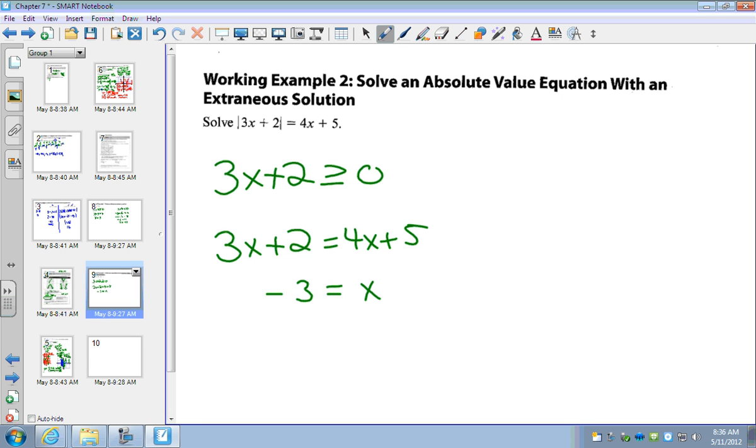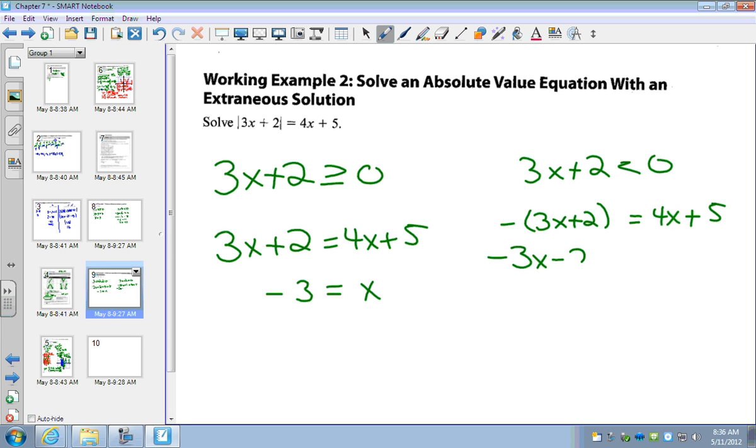Now let's say 3x plus 2 is less than 0, so we're going to put a negative in front: negative (3x plus 2) is equal to 4x plus 5. Distributing the negative, negative 3x minus 2 is equal to 4x plus 5. Let's bring the x's all over there and the 5's over. In this case, we'd have negative 7, so x equals negative 1.